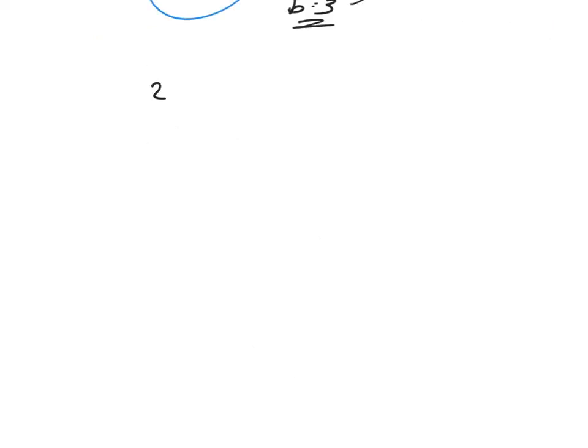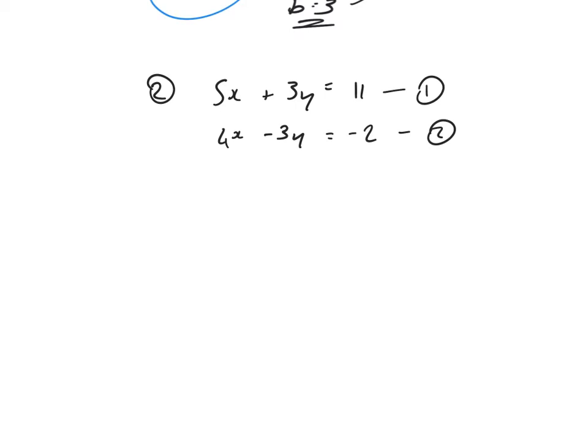Okay, let's try another. Let's go for 5x plus 3y is equal to 11, equation 1, and 4x minus 3y is equal to minus 2, equation 2. Okay, so I'm going to look to get rid of the y's. That definitely looks like the one that I can cancel out. Now the signs are different, so subtracting will not work.